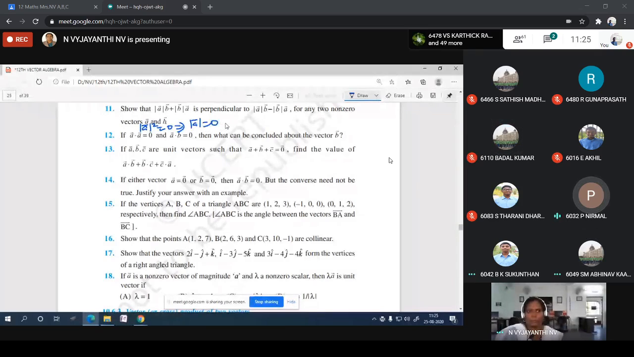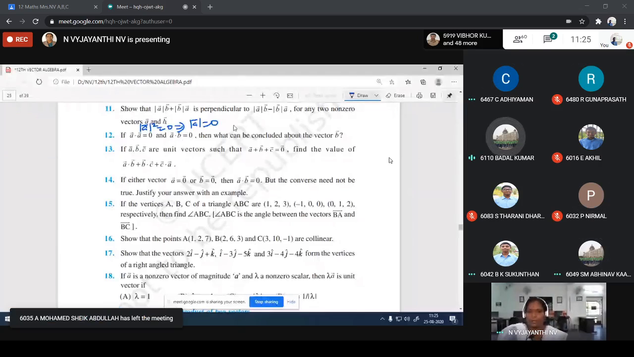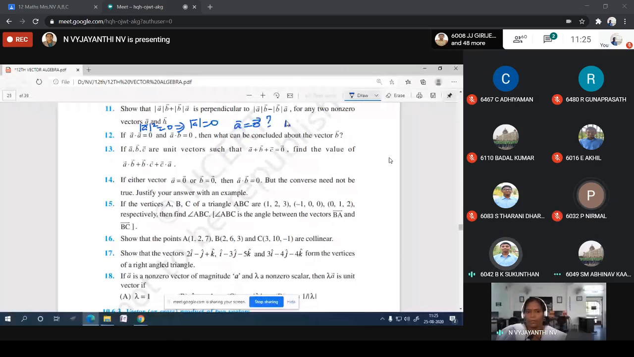Modulus of A equal to 0 means A is the zero vector. Yes, ma'am. Then what about the B vector? B may be any vector, since A dot B equals 0 anyway.